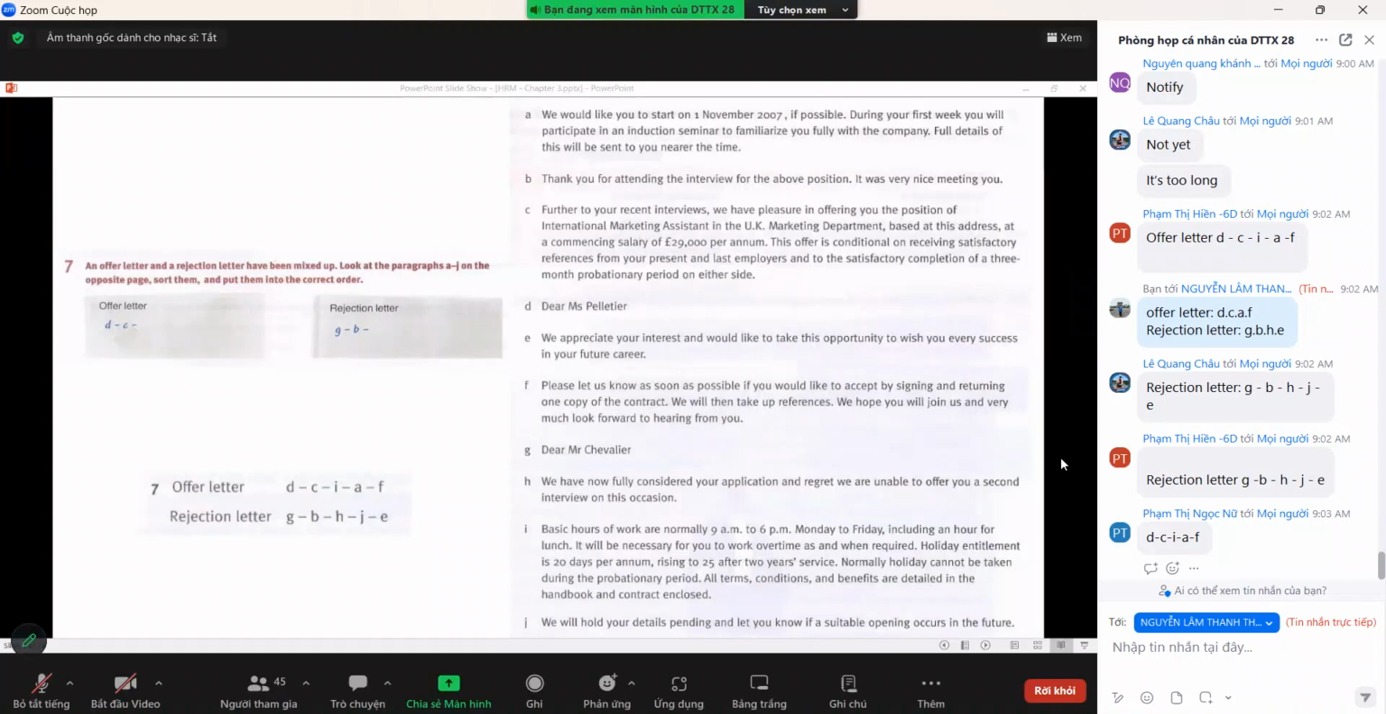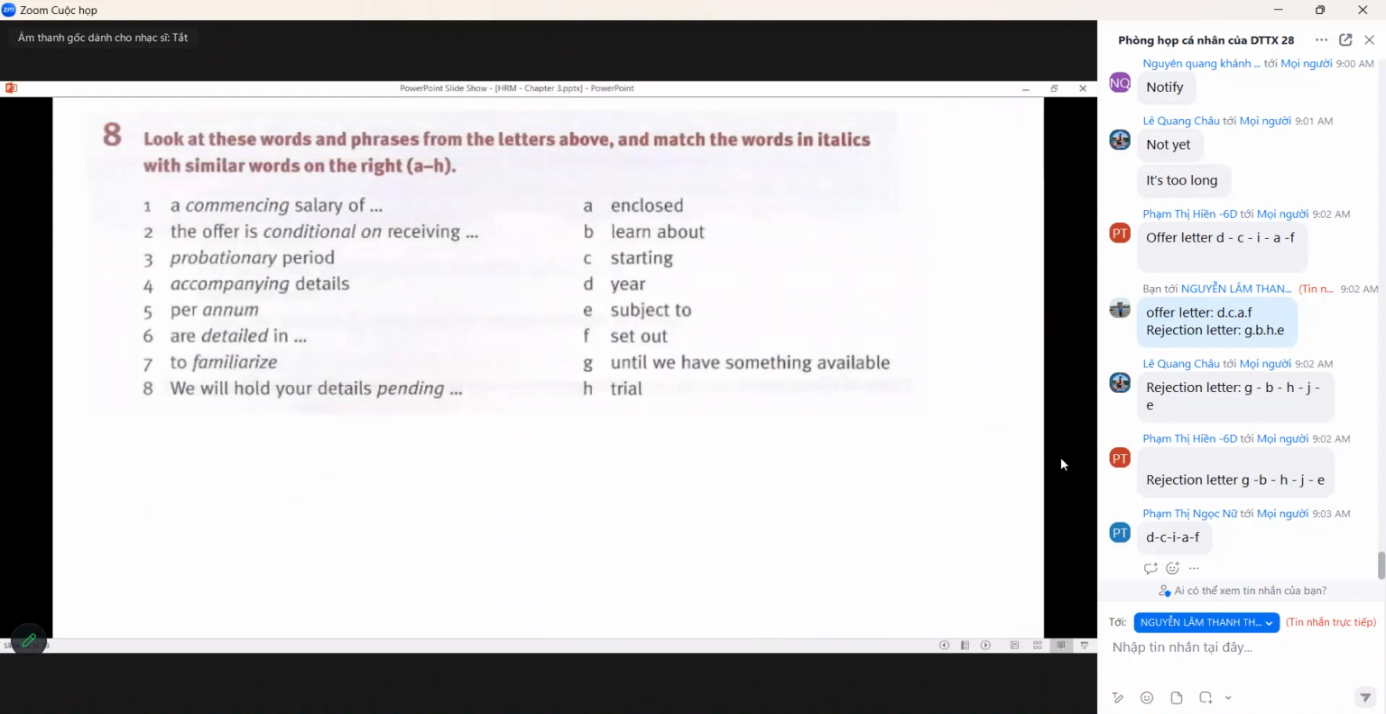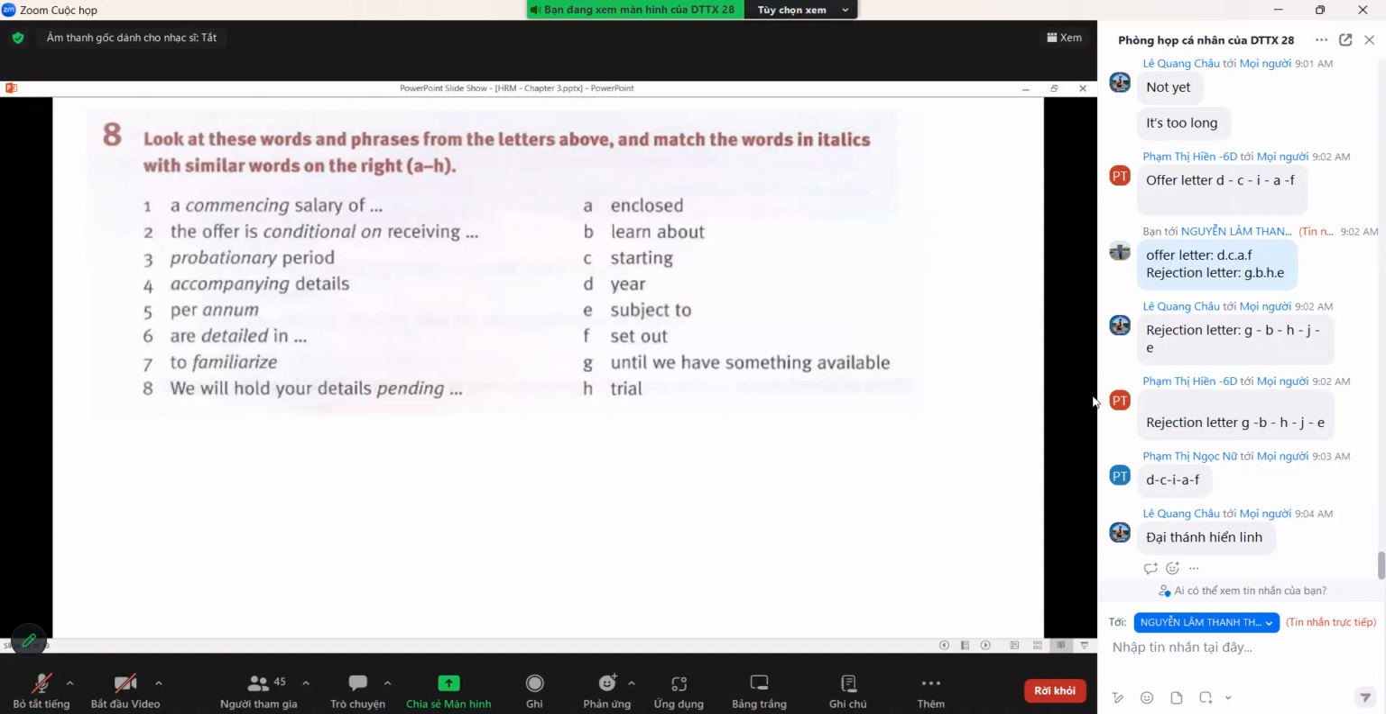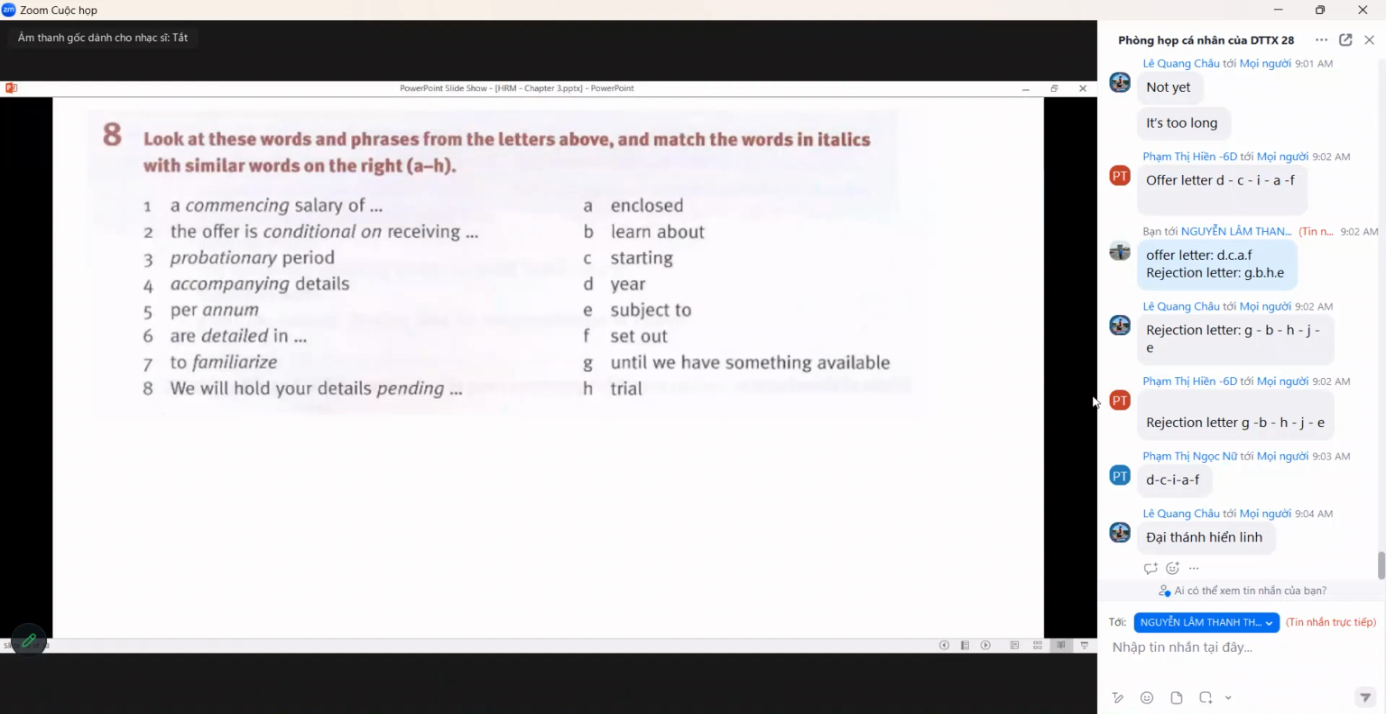Okay, so now we move next. It's so easy for you. Okay. Number 1, a commencing salary of. 2, the offer is conditional on receiving. 3, probationary period. 4, accompanying details. 5, per annum are detailed in. 7, to familiarize. 8, we will hold your details pending. A, enclosed. B, learn about. C, starting. D, year. E, subject to. F, set out. G, until we have something available. And H, trial. So now, what is number 1?